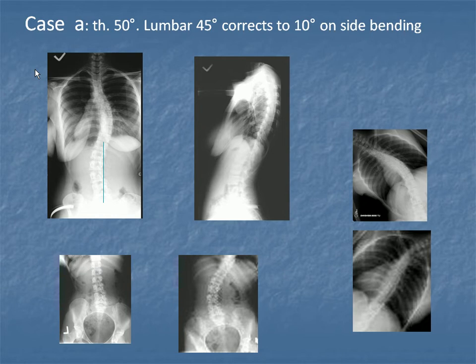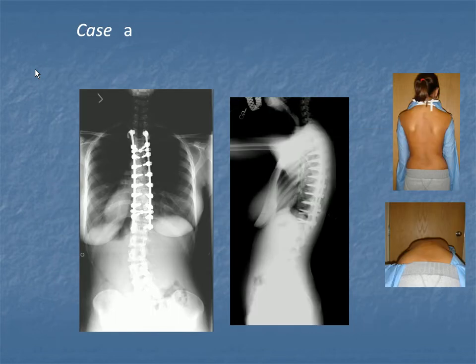This patient has a 50-degree curve. The lumbar curve is 45 degrees, and you can see in the side bending, the lower pictures, it's 10 degrees, so clearly it is type 1, not 3, because the lumbar curve is flexible and non-structural. The central sacral line is just beyond the pedicle of the apical vertebra, so that's 1C, and then you do selective fusion and you have very good results.